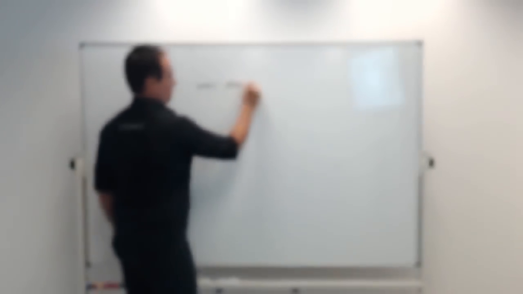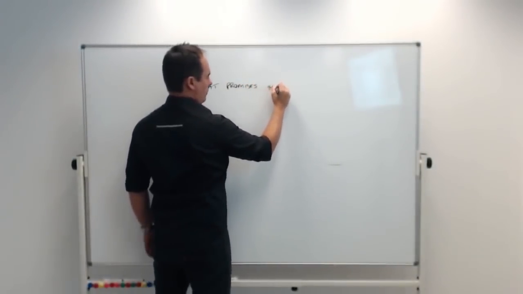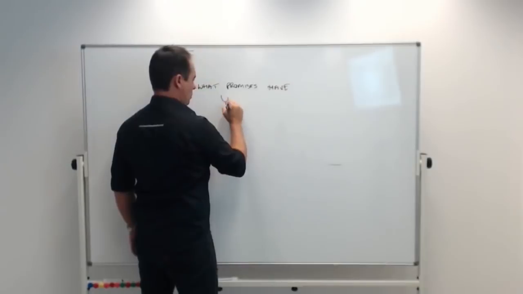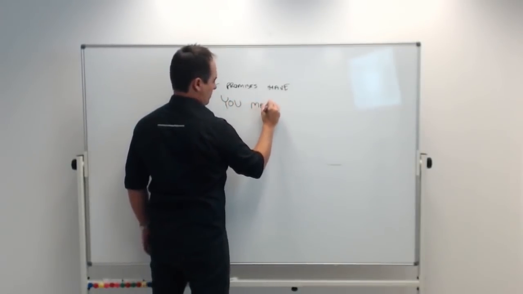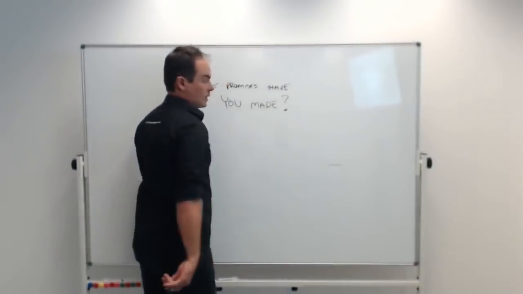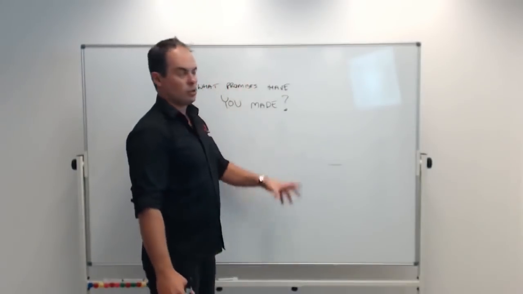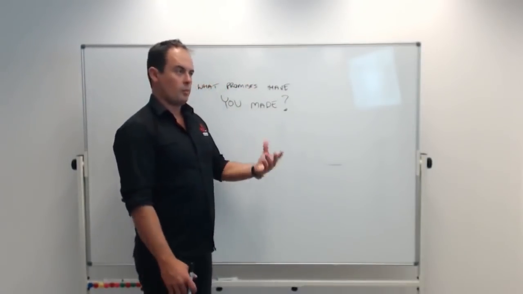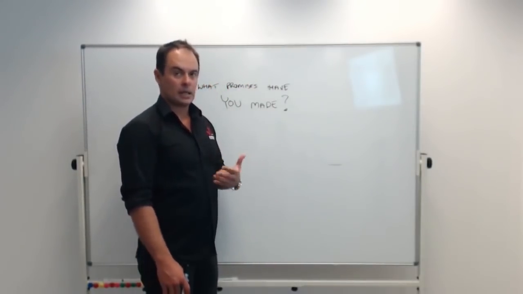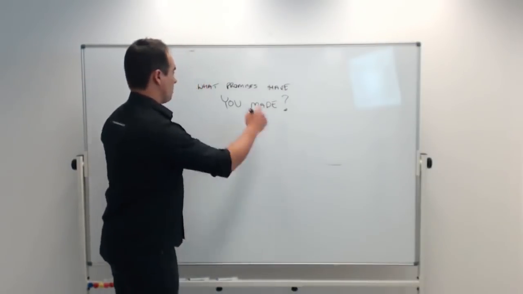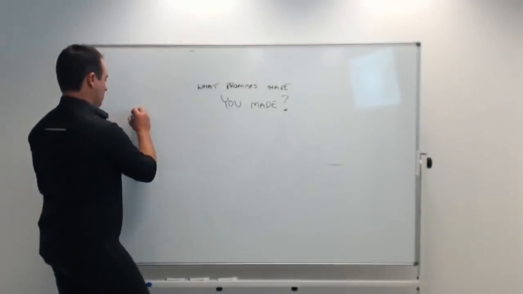All right, okay. So, the clear picture of an organization's performance. What promises have you made? And that's the starting point. I want to start with the organization's promises. What promises is the organization making to the marketplace? The marketplace is made up of customers. We'll put them over here.